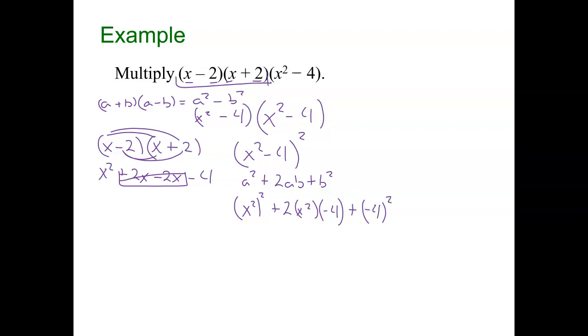And then we can simplify it. What's x squared squared? X squared squared, x to the 4. 2 times negative 4 times x squared, 8x squared. Good. And then negative 4 squared. Well, no, not negative 16. Positive 16. Negative 4 is being squared. So the negative is part of it, so positive 16.